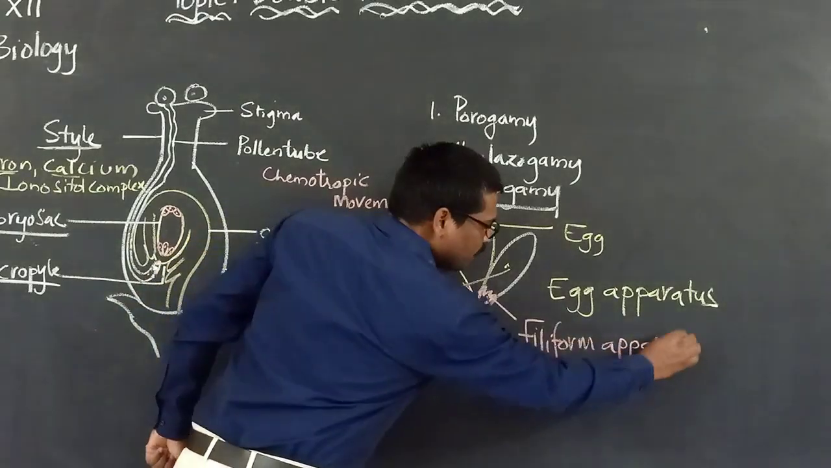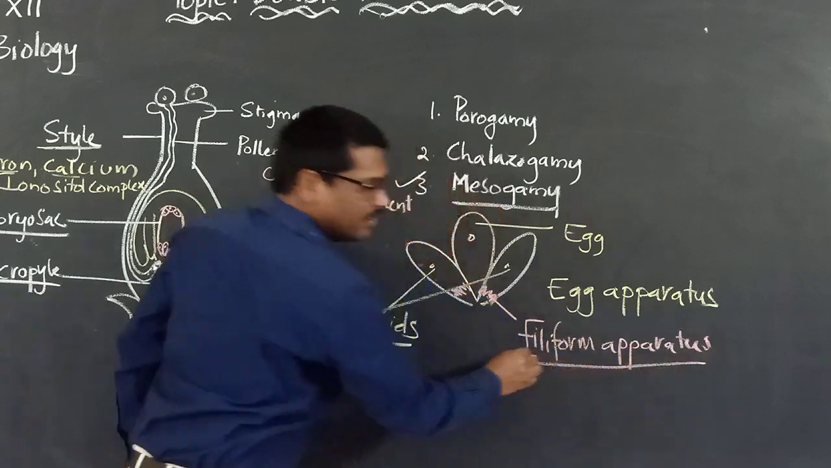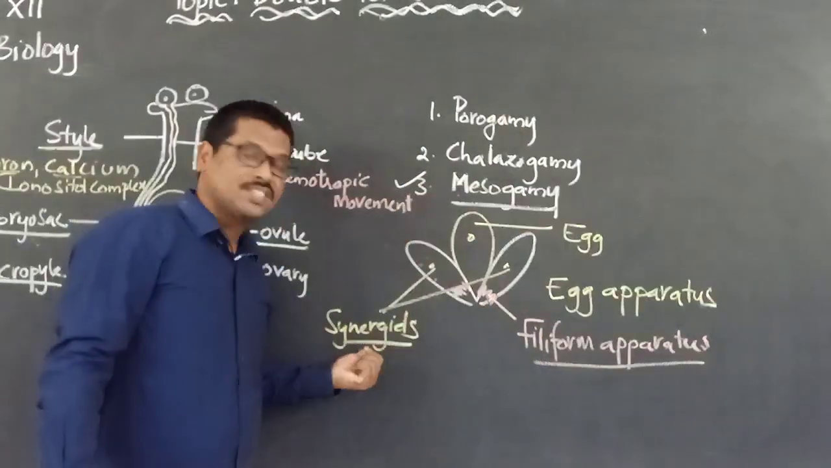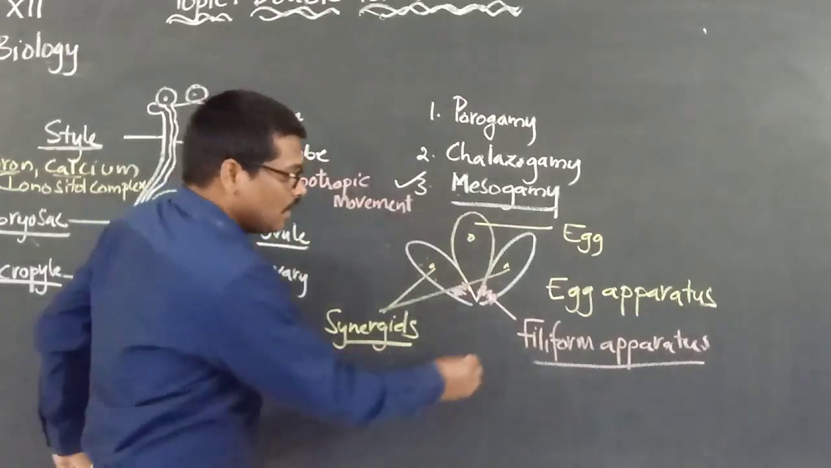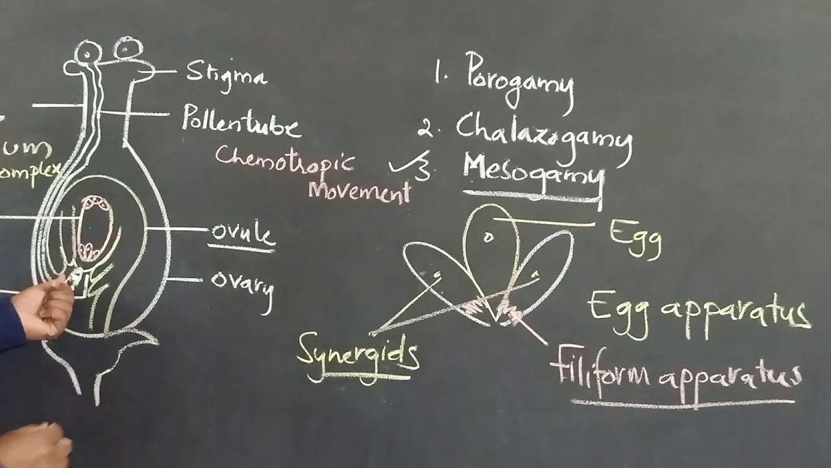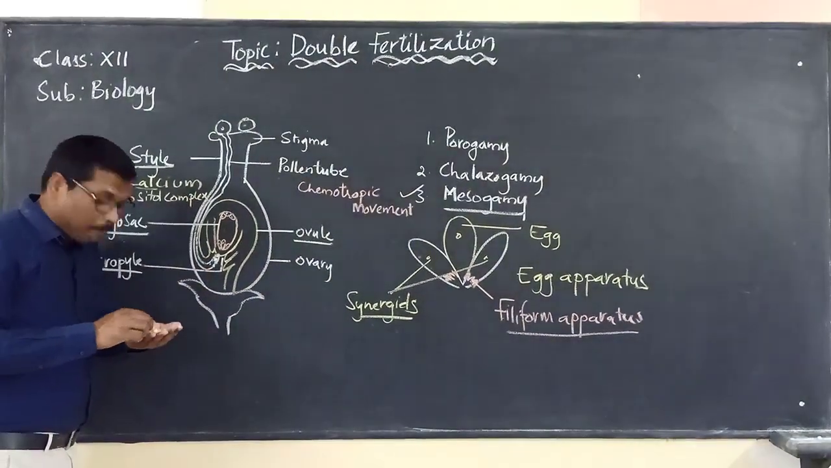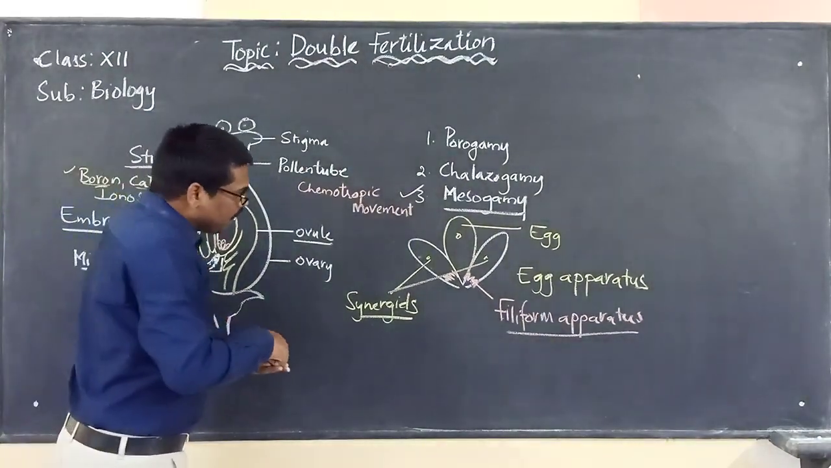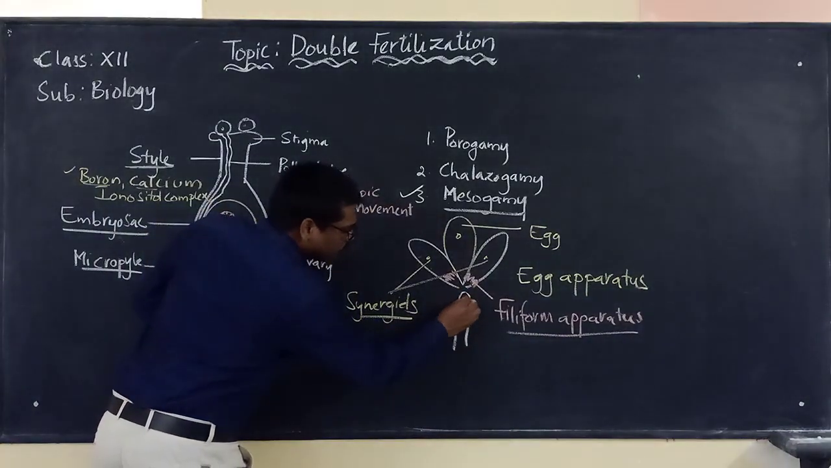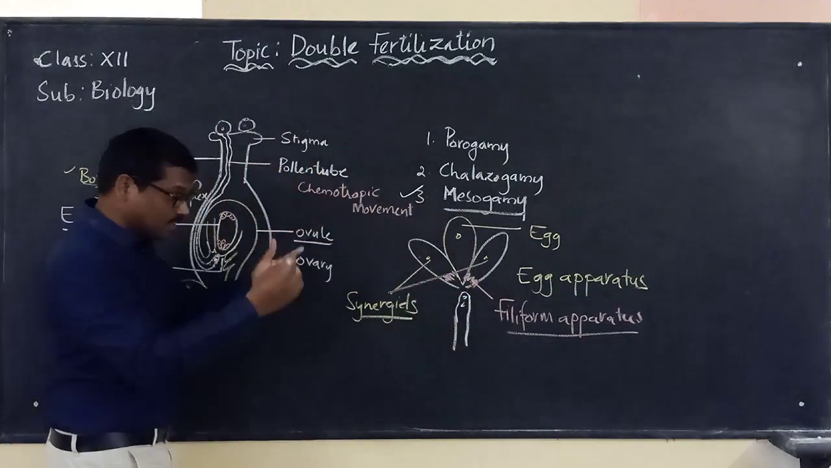So this filiform apparatus, what is the function? What is the function of the filiform apparatus of the synergids? Remember, this filiform apparatus will be attracting the pollen tube. So here, let us say that this is the pollen tube that is coming towards what now? The egg.